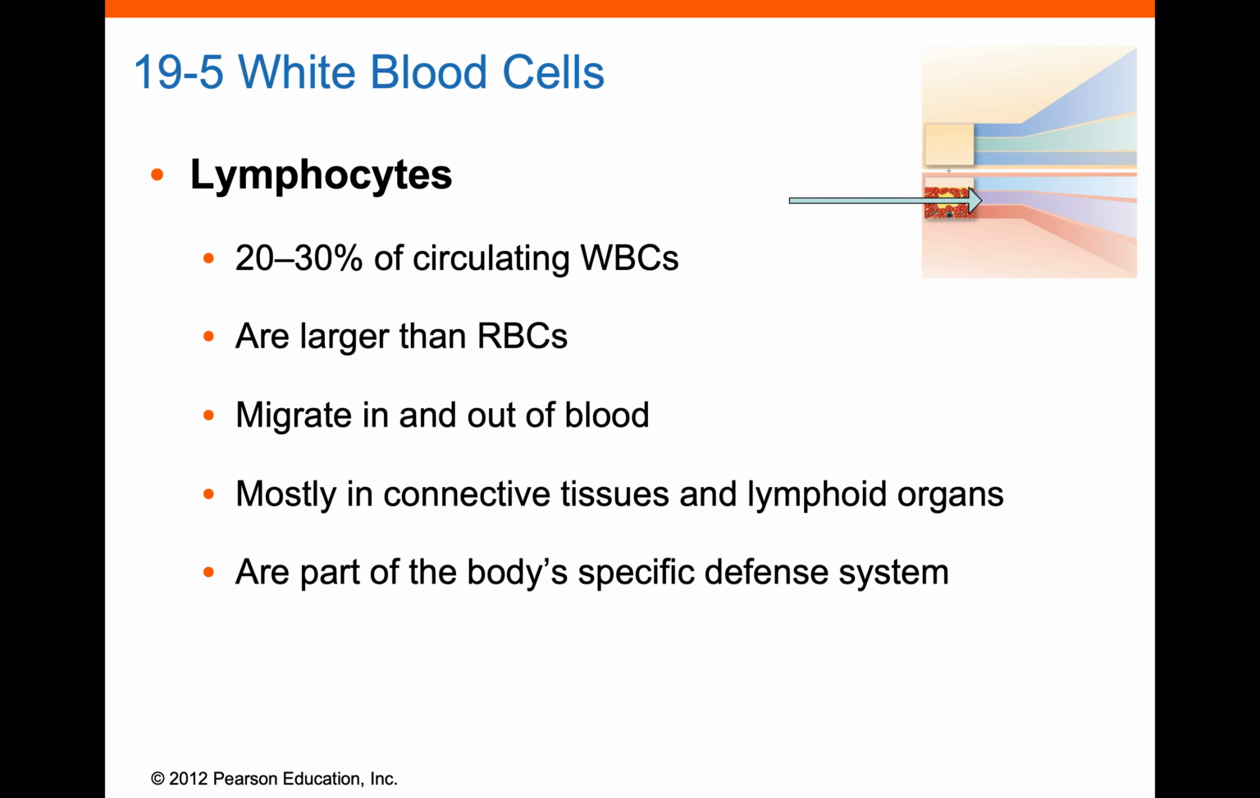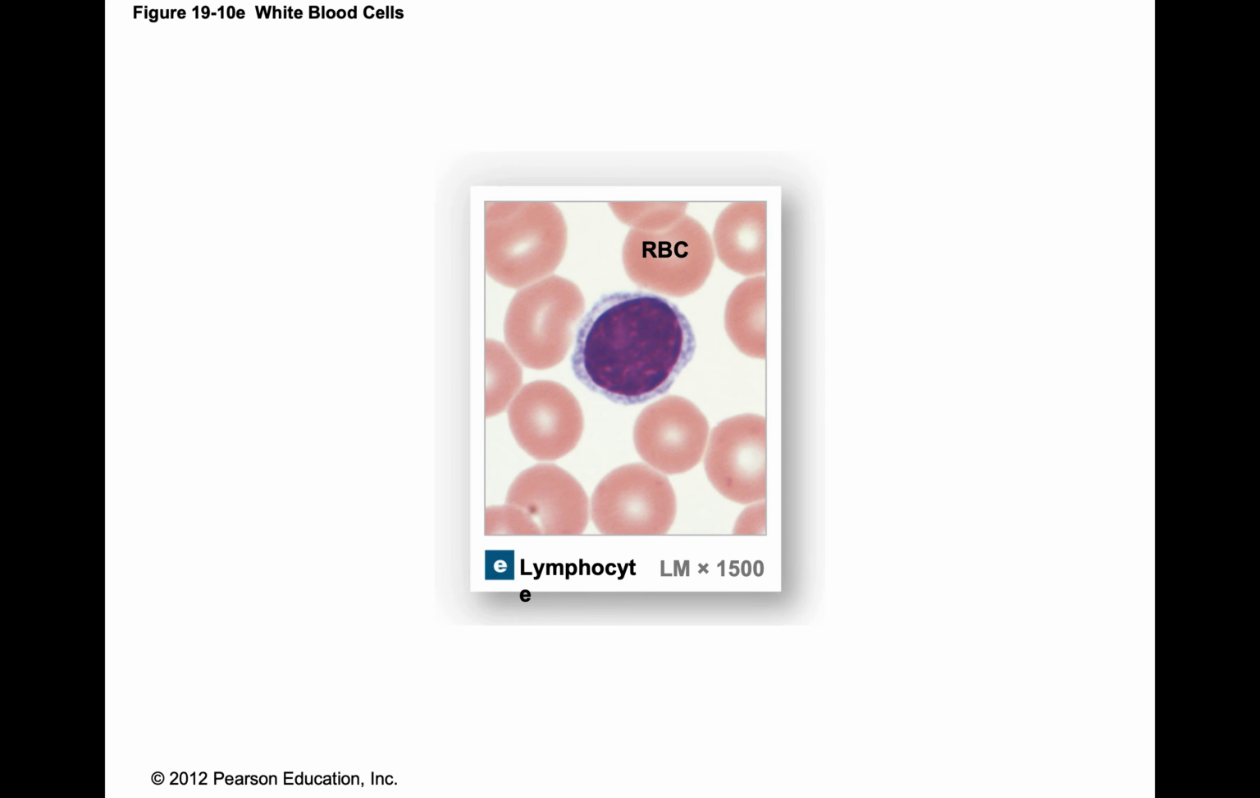And finally, the lymphocytes, 20 to 30% in the blood. They are larger than RBCs. They can migrate in and out of the blood, right? So they do not just stay in the blood vessels. They could be out in the peripheral tissues. And they are part of the body's specific defense system, which we'll talk about in the lymphatic system. So keep that in your back pocket for now. That's your lymphocytes.